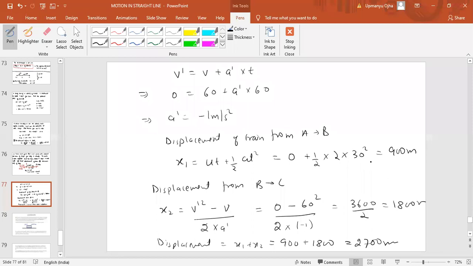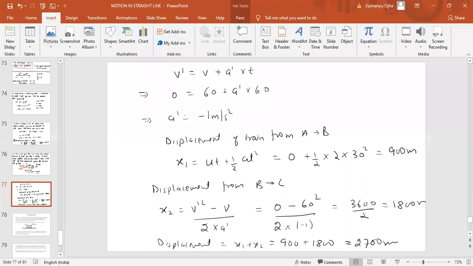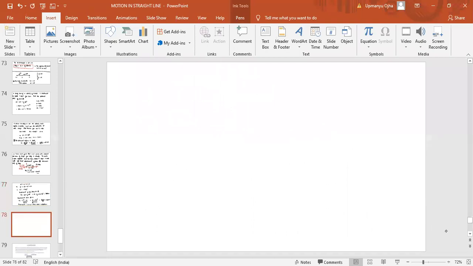Fine. Now next is the motion under gravity. Yes, all these three equations will come in your NEET exam. I have framed some homework for you all. That homework contains this type of problem only.